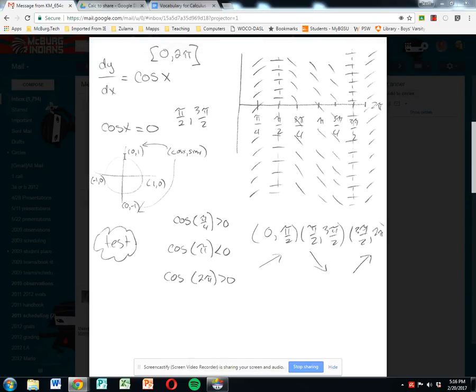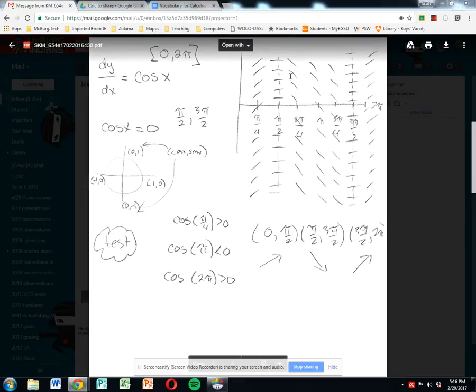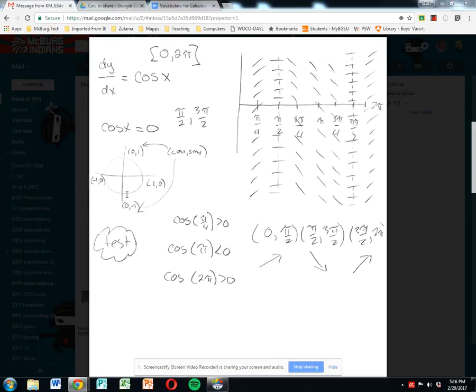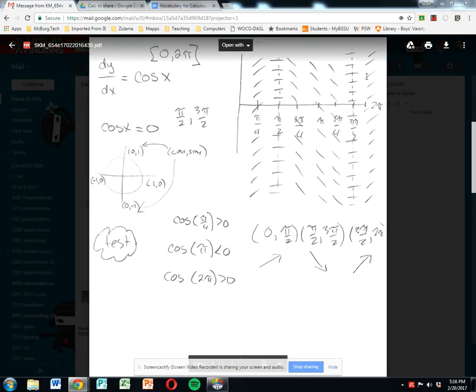We know that between pi over 2 and 3 pi over 2, that's this segment over here, this piece of the rotation, all those x values would be negative. So those are all downhill slopes in between the two. And of course, between 3 pi over 2 and 2 pi, all these x values over here are to the right of the y-axis, so they're all back positive again.